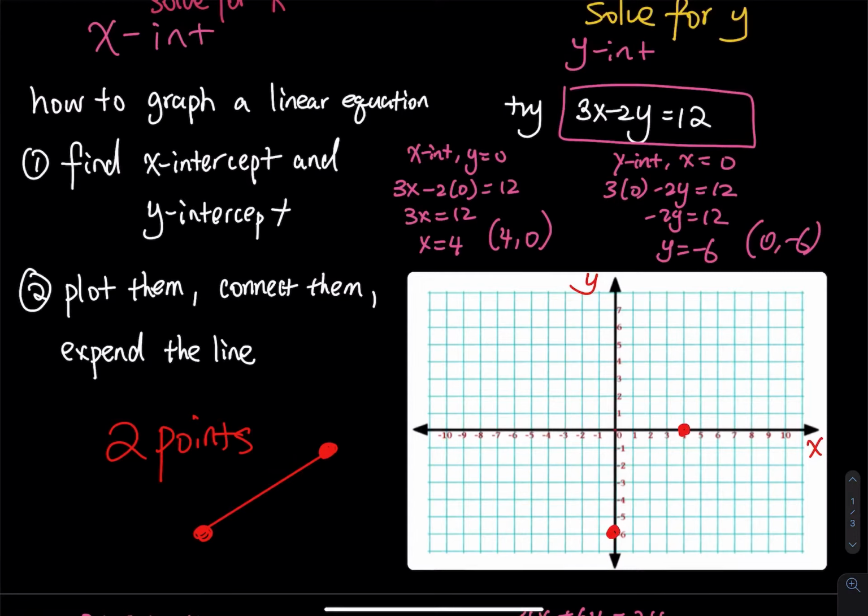So we connect them, and then we extend the line. Keep the line straight. It's not called expand the line. I wrote the wrong word. It's extend the line.